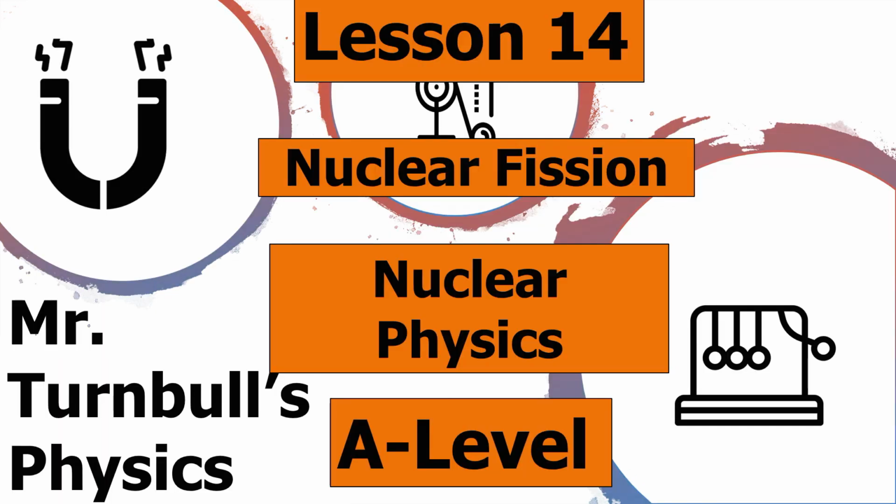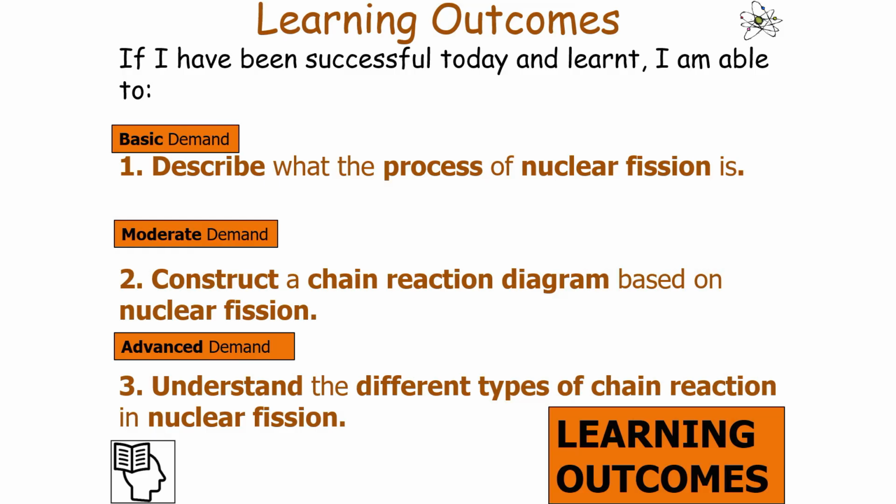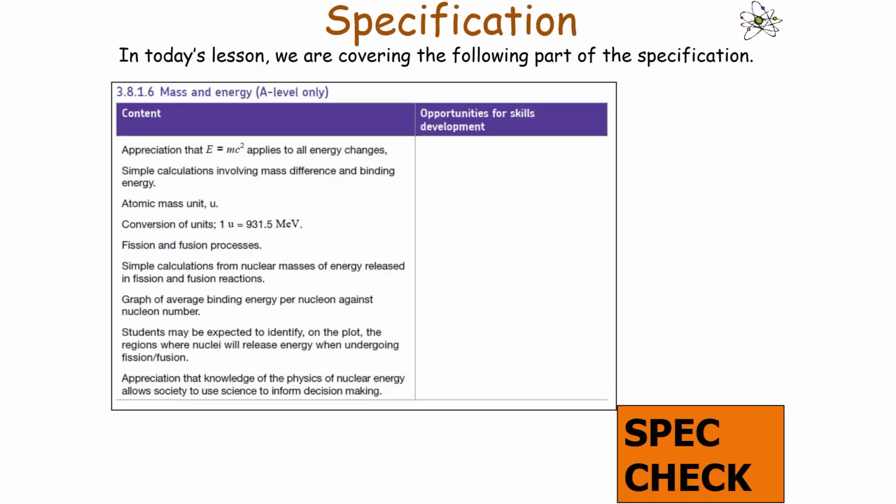Hello and welcome to this lesson on nuclear fission, which is part of the nuclear physics topic in AQA A-level physics. In today's lesson we're going to look at explaining the process of nuclear fission. If we've been successful and learnt in today's lesson, we can describe what the process of nuclear fission is. We can construct a chain reaction diagram based on nuclear fission, then we can understand the different types of chain reaction in nuclear fission, which links into the following part of the AQA A-level physics specification.